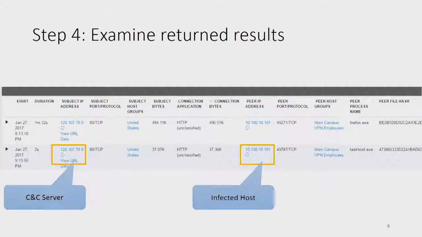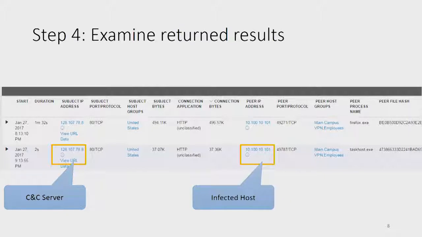It's going to come back with a handful of flows. And now what we see is the infected hosts. We see 128.107.78.8, which is what we searched on, and there are two flow records that have returned for 10.100.10.101. So we know that this host in the main campus VPN and the employee's host group is infected. What we can also notice is the process information on this flow.